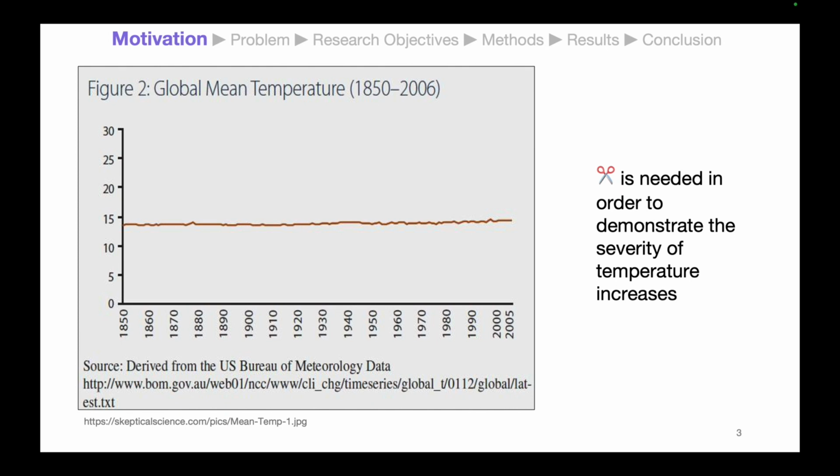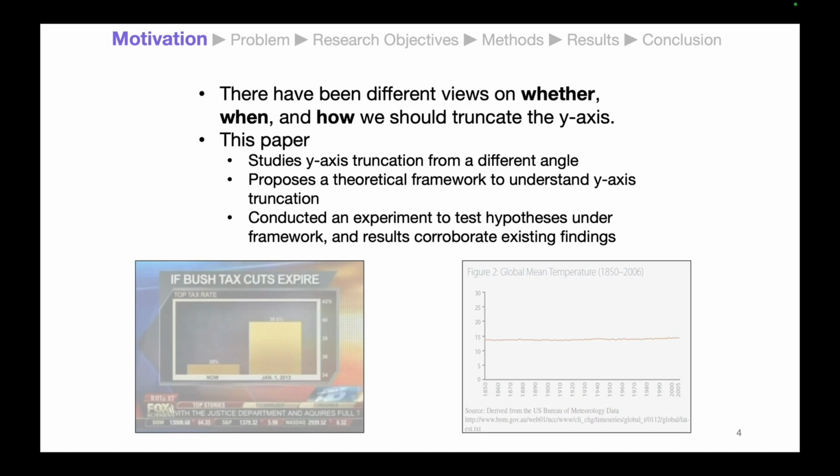This is a case where truncating the y-axis is perhaps needed to demonstrate the severity of temperature increases across the years. From these two examples, we see that there have been different views on whether, when, and how we should truncate the y-axis. In our work, we study y-axis truncation from a different angle. We propose a theoretical framework to understand y-axis truncation, and we conducted an experiment to test hypotheses under our framework. Our results corroborate existing findings, and we also provide a summary of the existing recommendations on axis truncation using our framework.